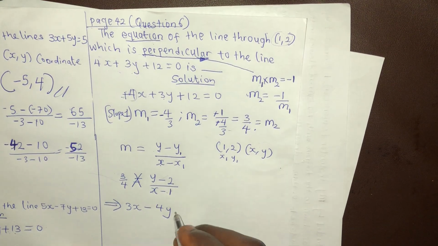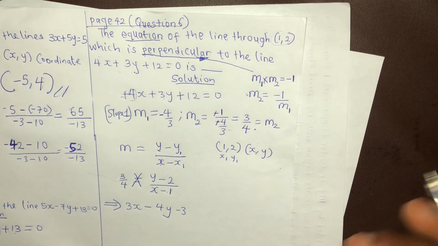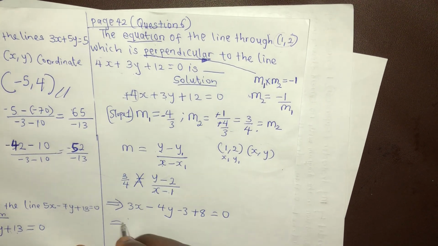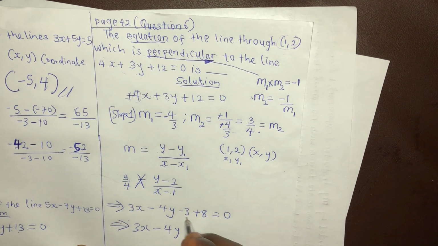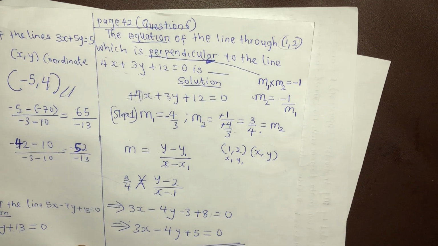3 times minus 1 is minus 3. 4 times minus 2 is minus 8. Bringing it to this side becomes plus 8 equals 0. So finally, our answer is 3x minus 4y, then this should give us plus 5 equals 0. And here is our final answer.